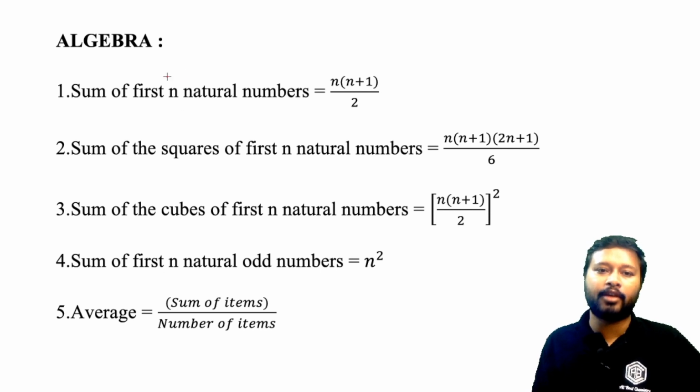So if they are asking you to find the sum of 10 natural numbers, you have to put n equals 10. Whatever number of natural numbers they are asking, n will be that value, and the formula is n(n+1)/2. In that way you will be able to find the sum of the first n natural numbers.